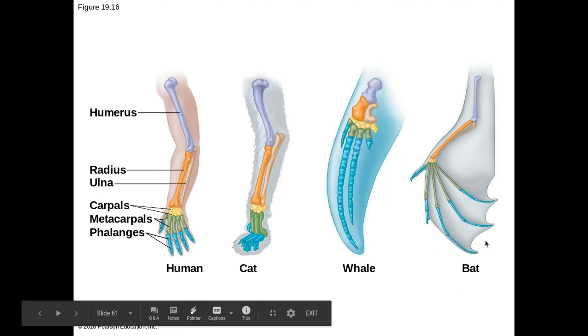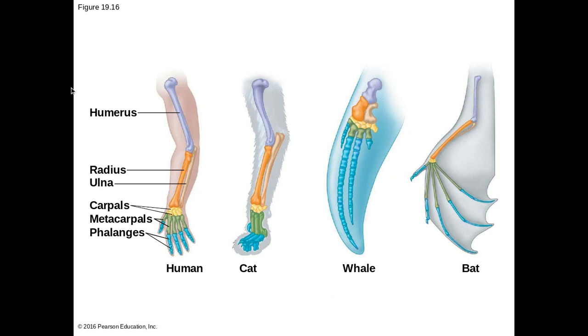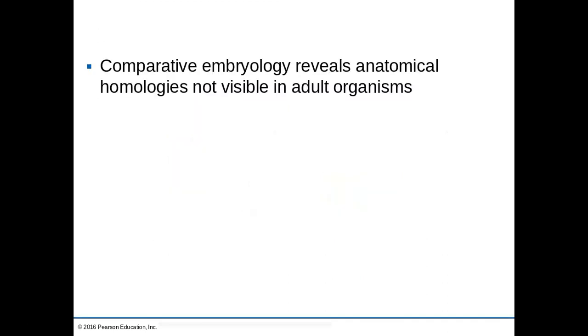Bats use them for flying, whales use them for swimming as flippers, cats walk on fours, humans use their arms differently, but they all have very similar bone structure. That's what we call homologous structures.